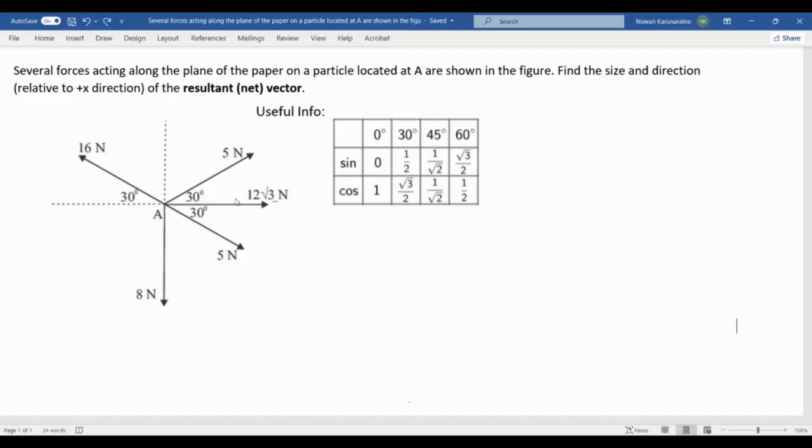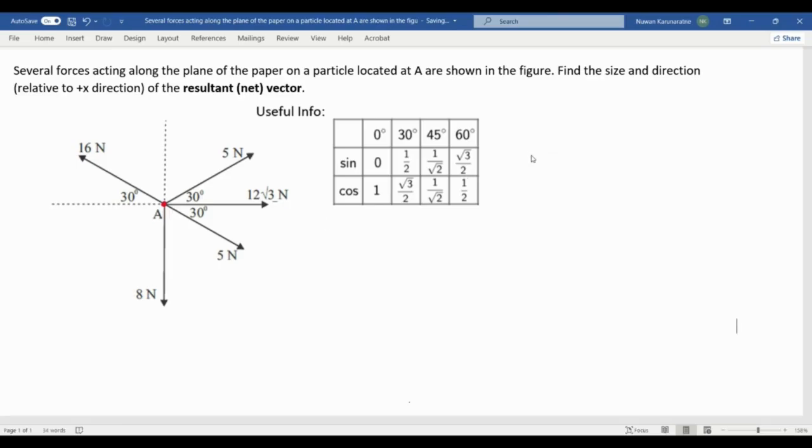So in this video, I'm going to show you how to find the resultant vector, or sometimes it's called the net vector, when several vectors are given. For example, here we have five force vectors acting on point A, and we want to find the resultant vector or the net vector that can replace all these five vectors.